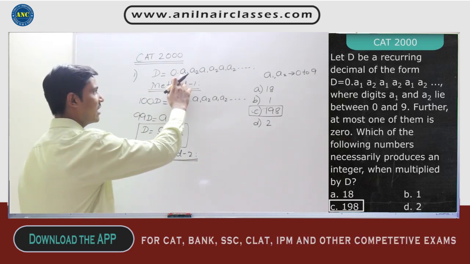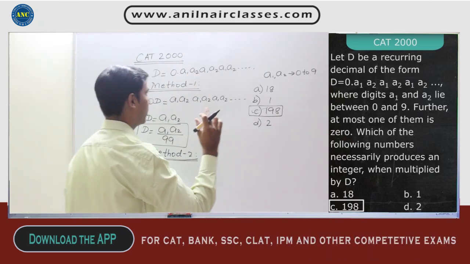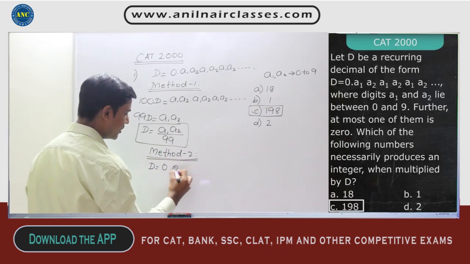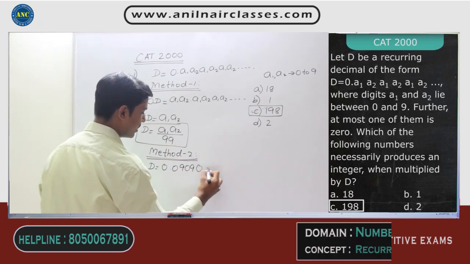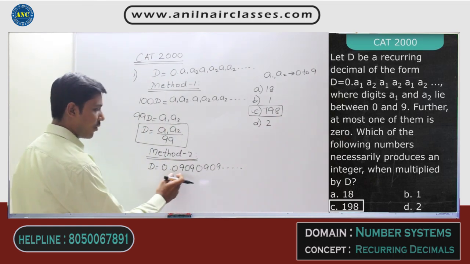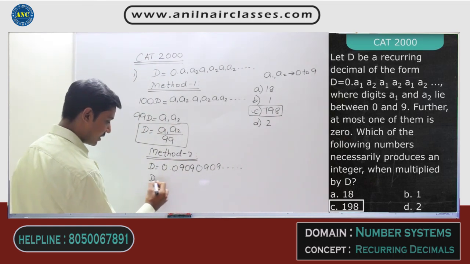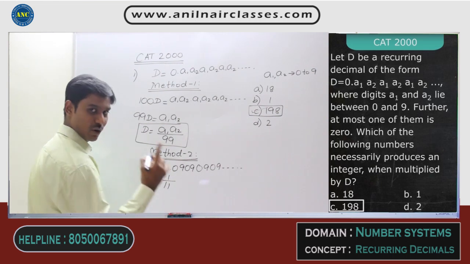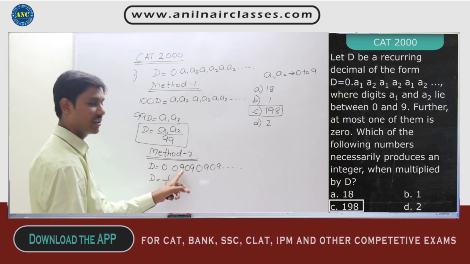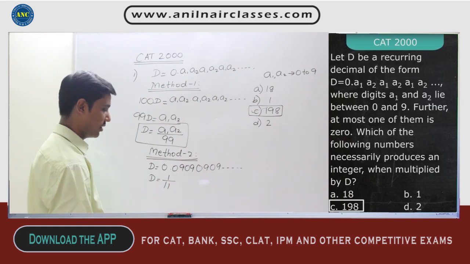Now see here, take some numbers of your choice, whatever number you want. Suppose I make a1 as 0, D becomes 0.09090909. Like that it keeps on continuing. 0.0909, all these things is nothing but 1 by 11. If you remember, we discussed in fraction to percentage, 1 by 11 is 9.09 percentage. This is nothing but 9.09 percentage.